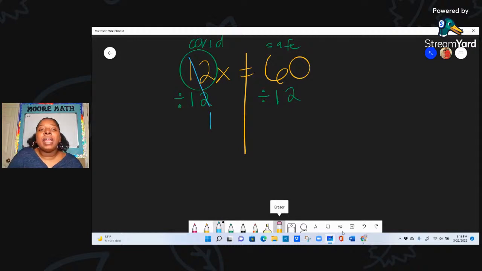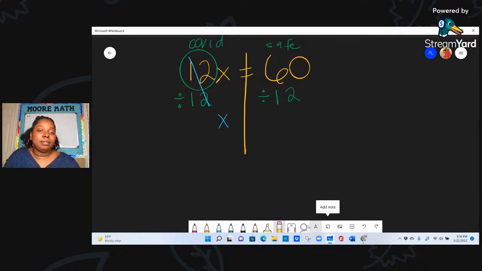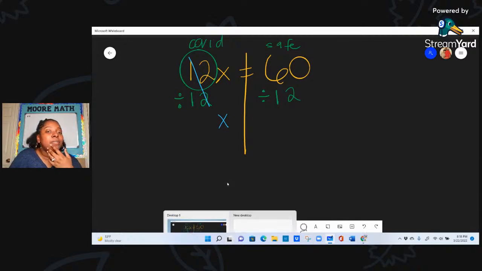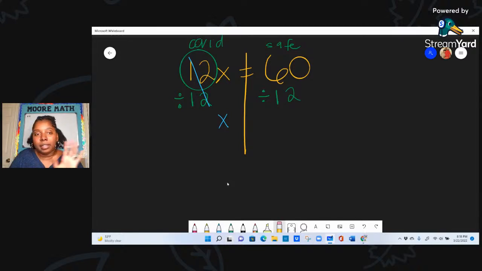And we don't write 1x because one times anything is just itself. So we don't need to write 1 in front of the x. We just leave it as x.